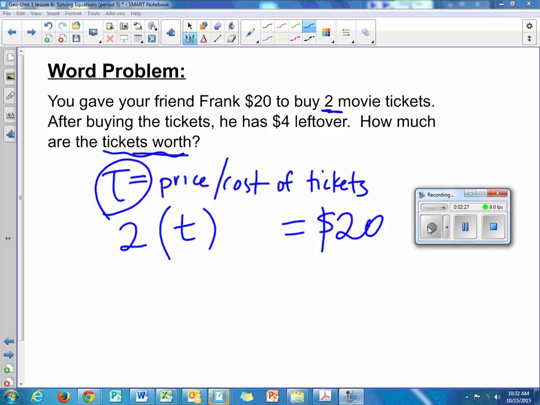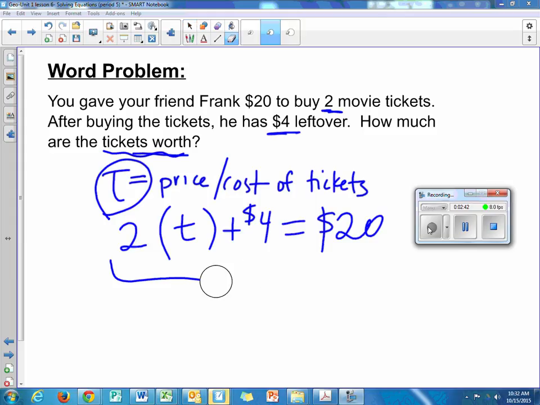But then we're trying to figure out the cost, but we still have this 4 here. So where do you think that 4 goes? On the right side or left-hand side? So whatever this costs plus the $4 of change. And here we are. This is the equation that you should have come up with. Now, with this equation, which I will be giving you guys many equations, I'm going to ask you guys to solve for T.